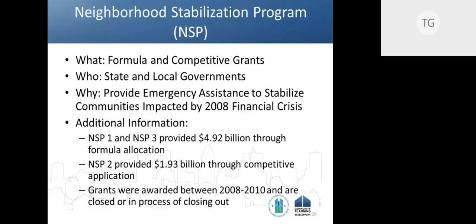The Neighborhood Stabilization Program, we're trying to close this one out. It started back in 2008 as a result of the housing crisis. And here's some of the stats there. The funds were awarded between 2008 and 2010.